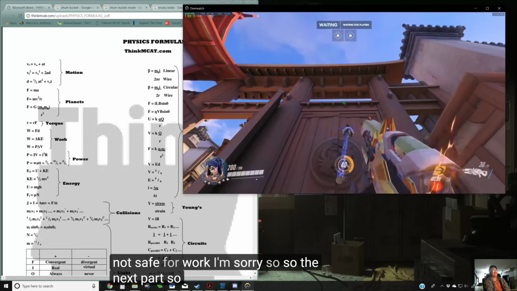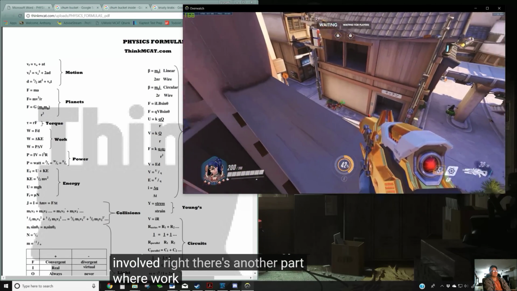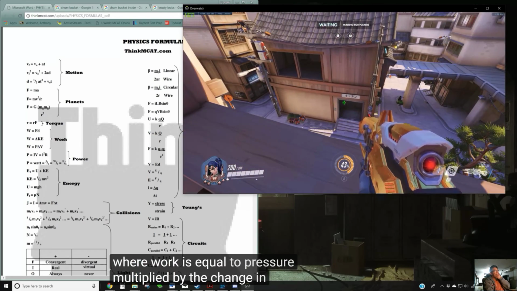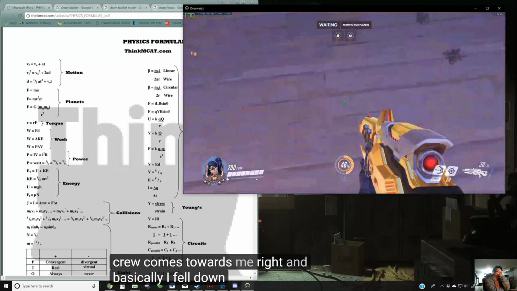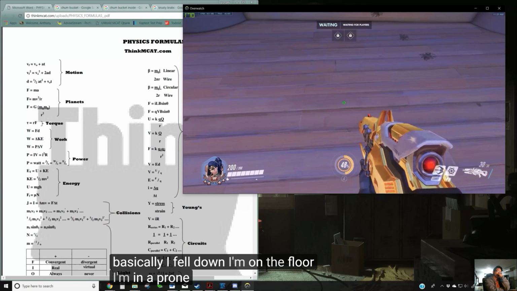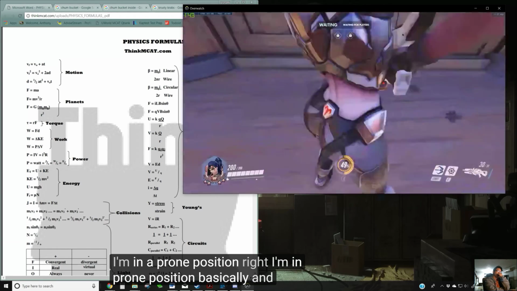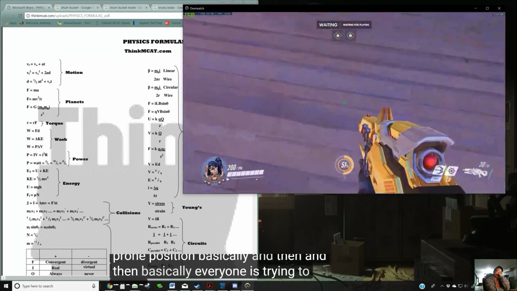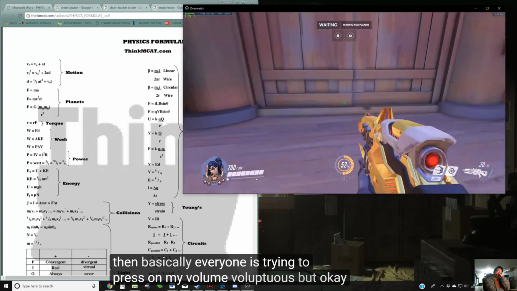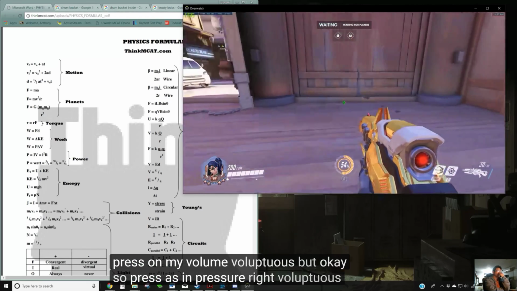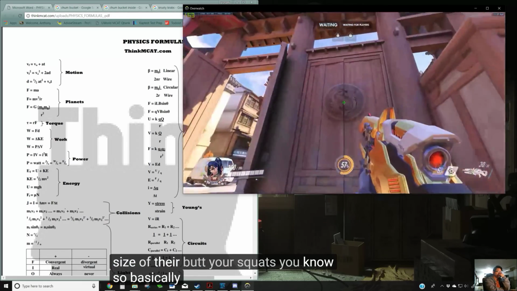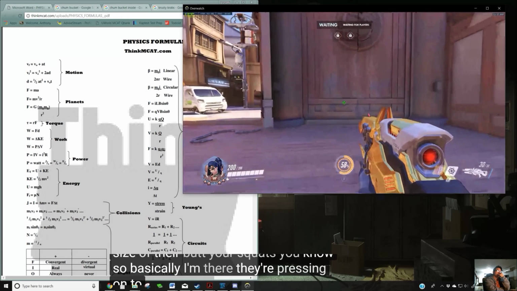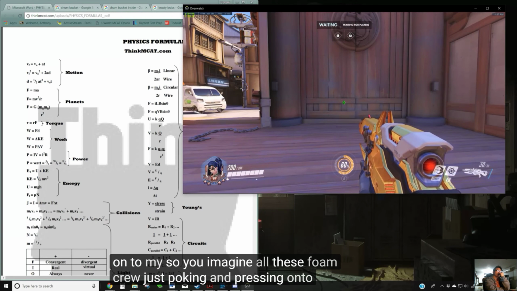So the next part, so after kinetic energy is involved, right, there's another part where work is equal to pressure multiplied by the change in volume. So as I'm falling down, right, the filming crew comes towards me, right, and basically I fell down, I'm on the floor, I'm in a prone position, right, and basically everyone is trying to press on my voluptuous butt, okay, so press as in pressure, voluptuous butt that can change over time. People can change the size of their butt through squats, so basically, imagine all this film crew just poking and pressing onto her butt.